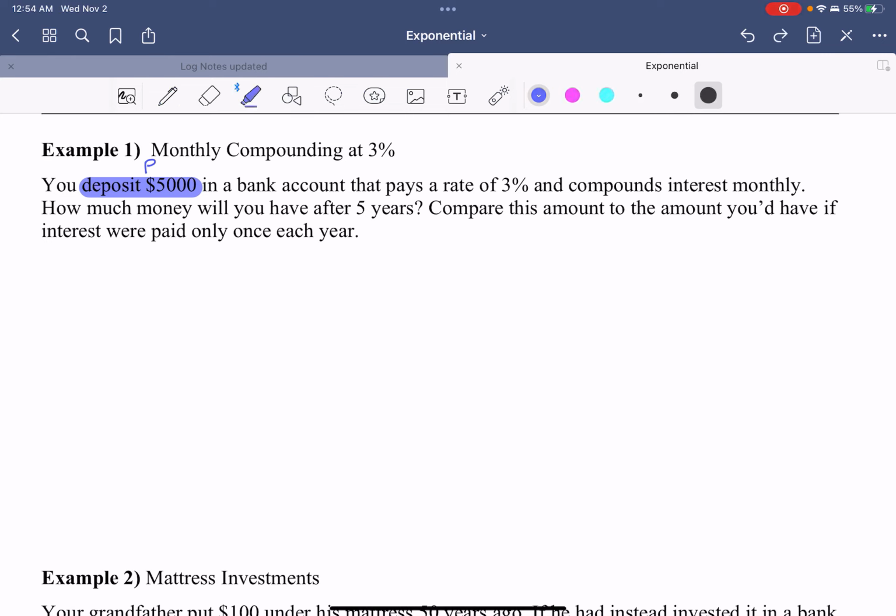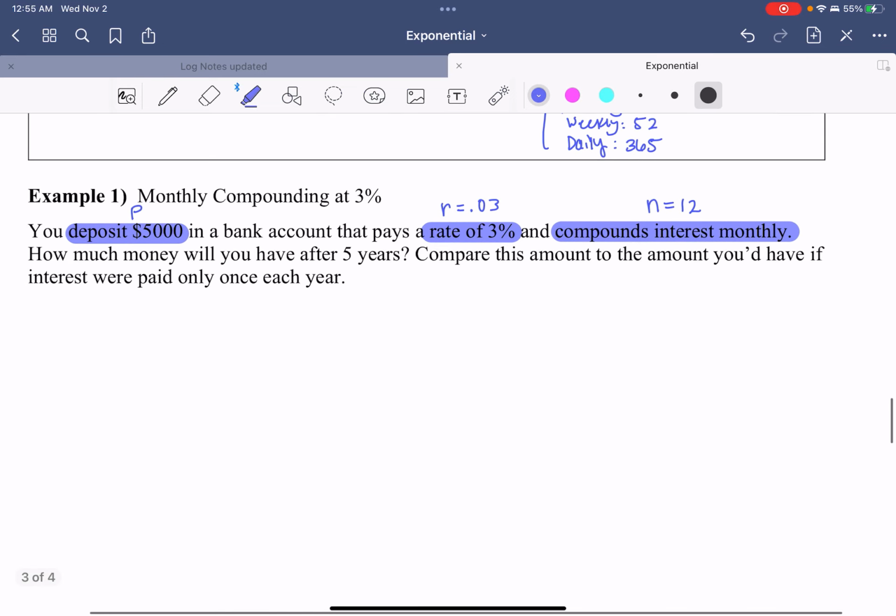Then it says it pays a rate of 3%. But remember, your rate has to be a decimal. So we're going to convert it by moving the decimal over 2 places, which puts it at 0.03. The next thing it says is it compounds interest monthly. That's a compounding period, which represents the letter N, and monthly would be 12. Then it says after 5 years, so T is 5.